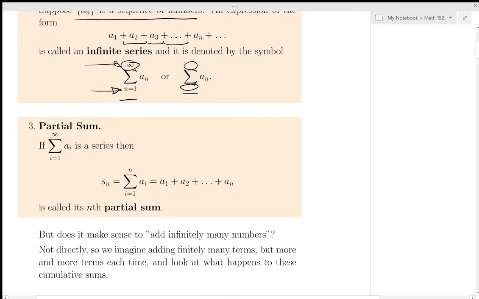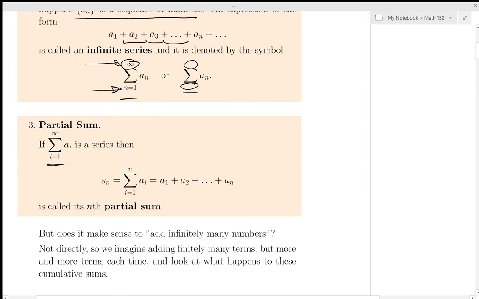Okay, if we've got one of these infinite series like that, and then we decide to stop at, say, the 50th term, we would indicate that with like S50 here. So we stop at the nth term, we indicate that with S sub n, and we add up the first n of them, and we call that the nth partial sum. It's a partial sum because you've added a portion of them, so that is the nth partial sum.